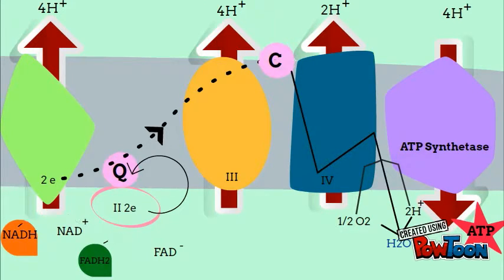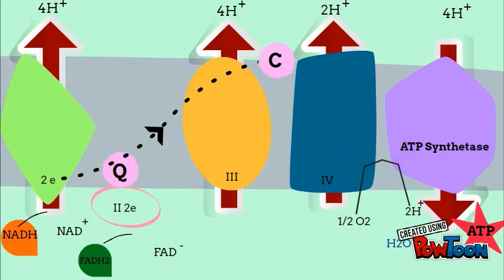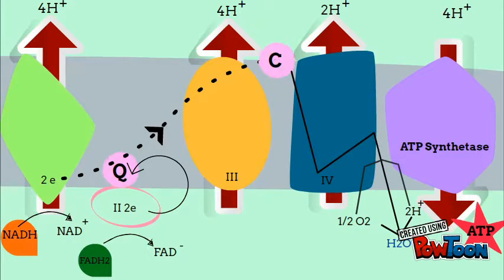The passed protons flow back according to the electrochemical gradient via the ATP synthase. For each 4 protons that flow through ATP synthase, 1 ATP is produced.